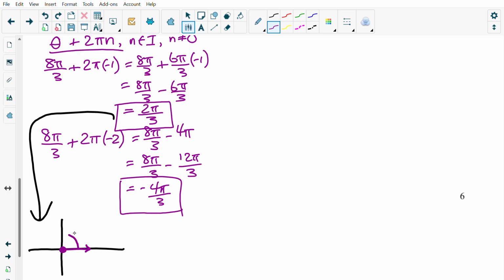Let me make this a little bit more accurate. So pi over 3 is 60 degrees. 2 pi over 3 is 120, so we should end up right about 30 degrees into quadrant 2, right? So this is theta equals 2 pi over 3. That's our first angle. Let's do our next one here.